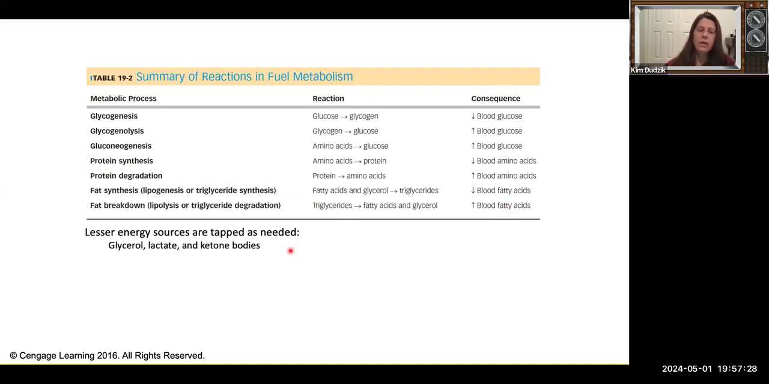And then we do have other means of using lesser energy sources. We usually use these sources during a starvation phase. So we can actually take glycerol, lactate, and something called ketone bodies and use that for energy. But again, that's usually in an extreme state.